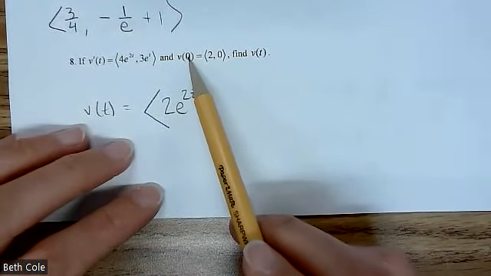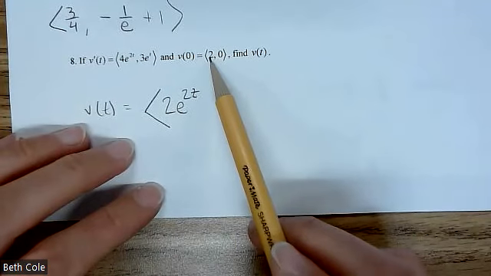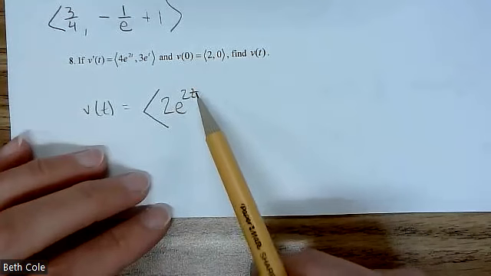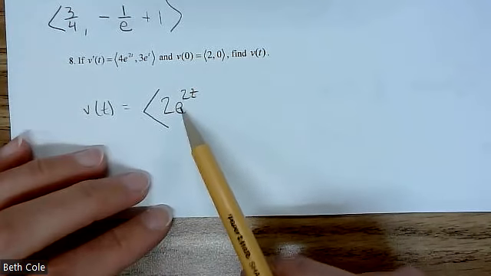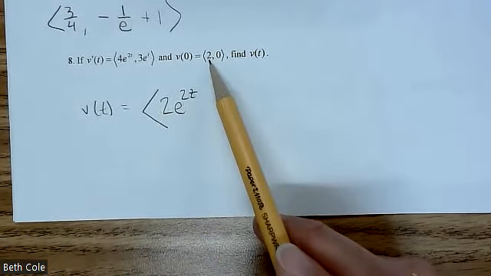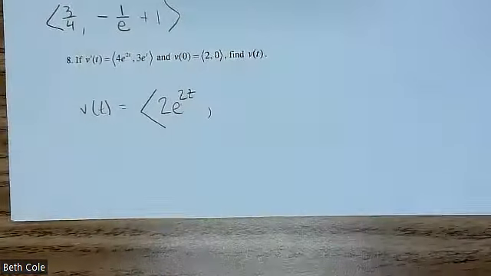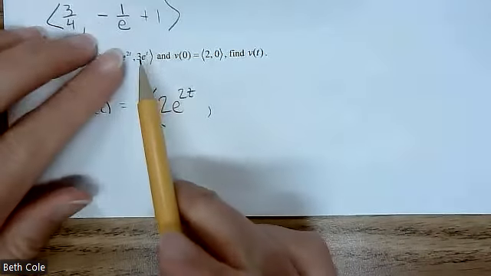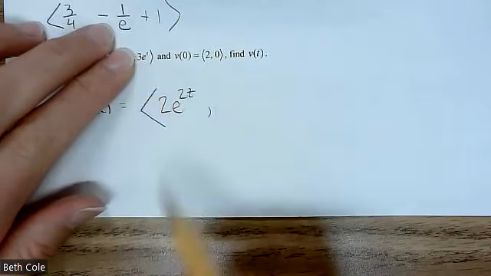If we plug in 0, we need to get 2. So if it isn't already, then we'll need to add or subtract something at the end. So if we plug in 0, e to the 0 would be 1 times 2 is 2. Oh my gosh, it's good. So we don't have to do anything else. All right, antiderivative for this one.